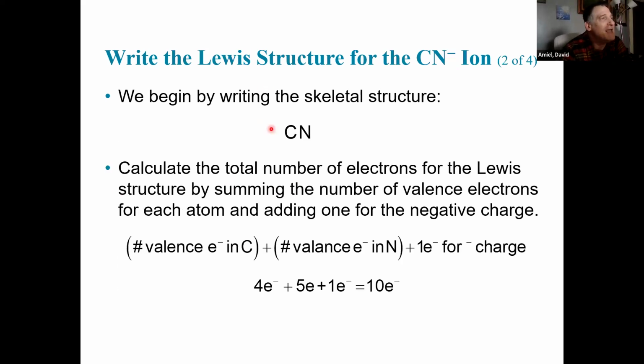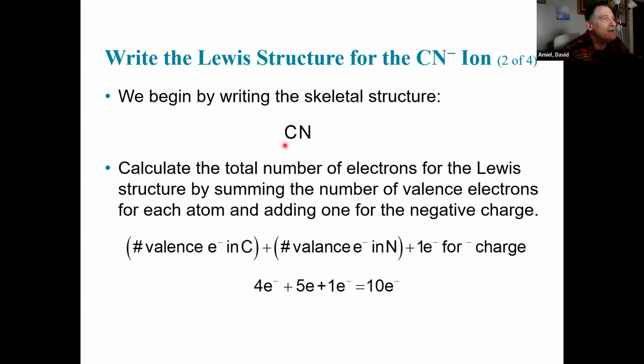Here is CN. Now you have to know that CN is a polyatomic. It's not a C and an N. It's CN minus, the cyanide polyatomic anion. So you need to be aware if something is a polyatomic.